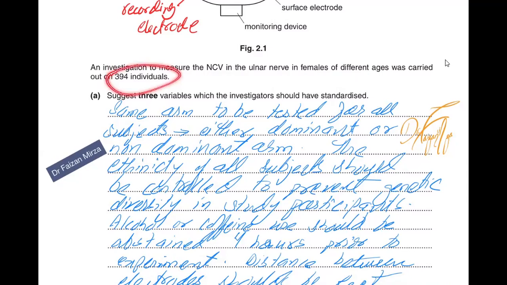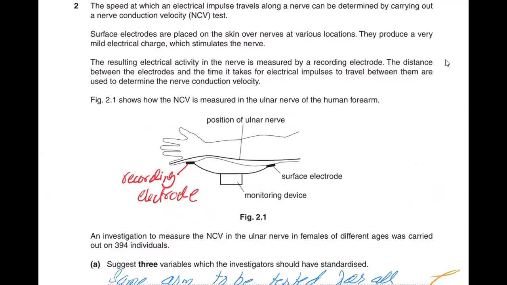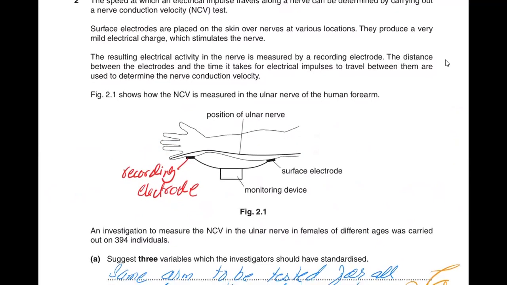Now, if there are 394 individuals, the same arm should be tested. For example, the dominant arm of all, or the right arm of all, or the left arm of all. So it needs to be standard. The arm must not be moved. It should stay in one position. The subject should not move the arm. They should be of similar body mass.